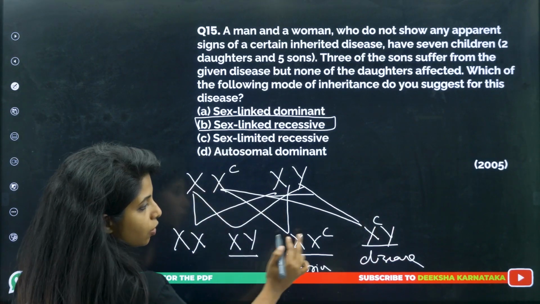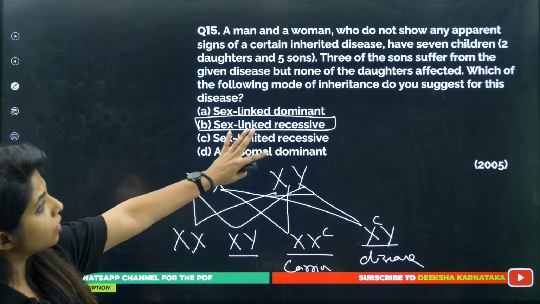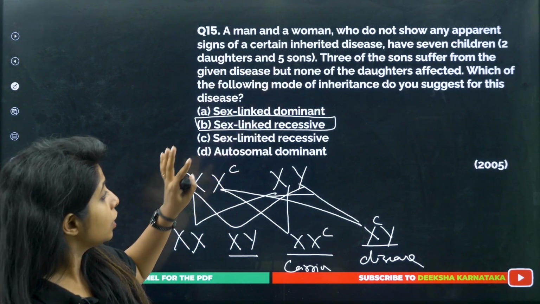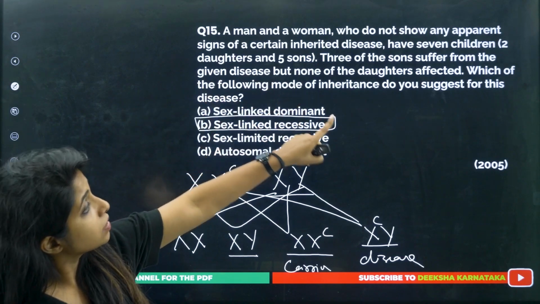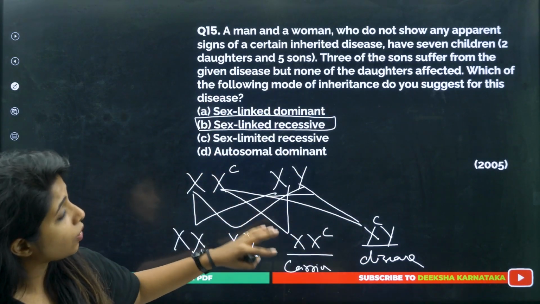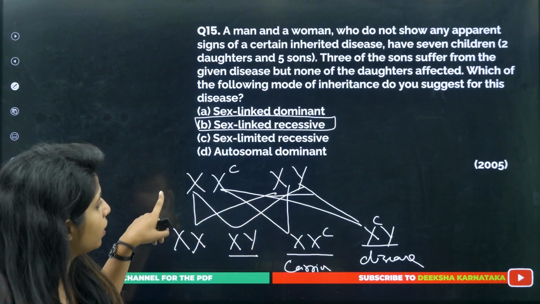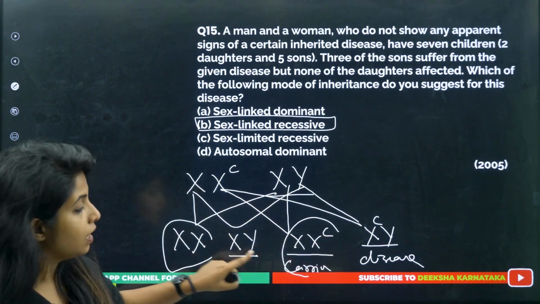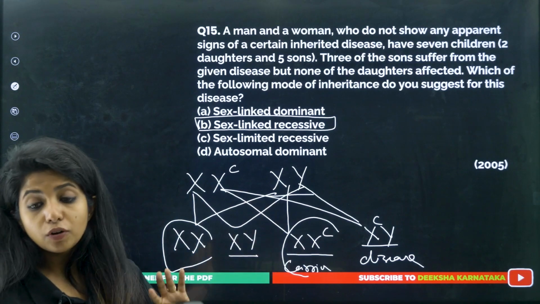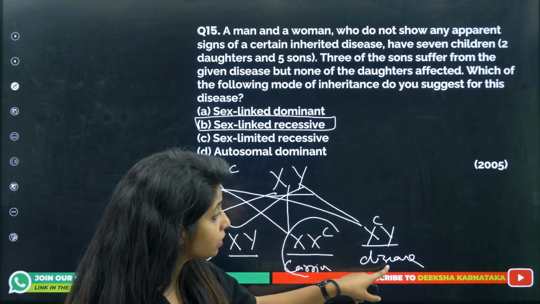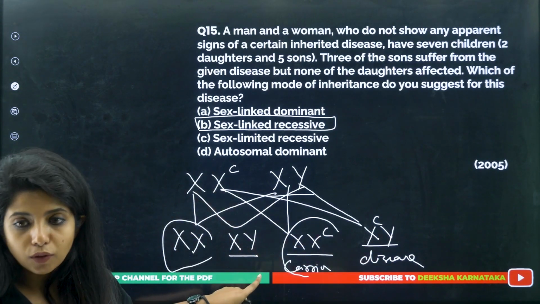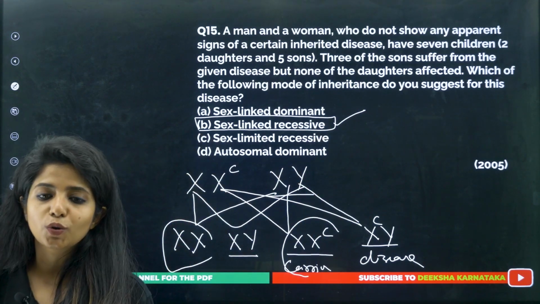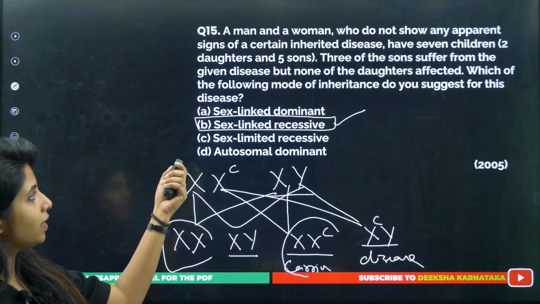So if you see, one son is normal, one son is having the disease. So in this condition where you have 7 children in total, 5 sons and 2 daughters, 3 of the sons are suffering from the disease, but none of the daughters are affected, because daughters, whatever you do, will be just carriers. There is no chance that they will be affected. Either they can be normal or they can be carriers. They would not have that disease. But when you talk about sons, some of them will have the disease, whereas others won't, which is why I say it's a sex-linked recessive disease. This is the 15th question. Let's go to the next one.